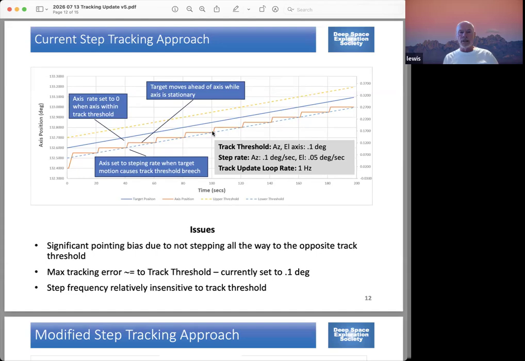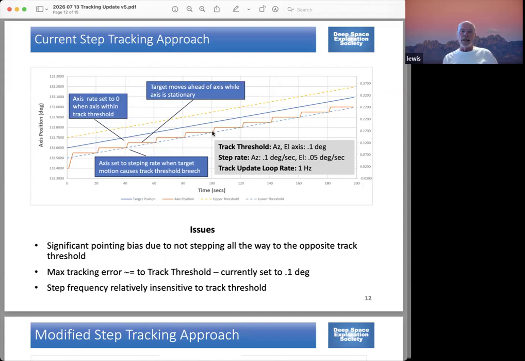The difference is for slower rates, the step will go higher up and get closer to the opposite threshold. And sometimes for lower rates it can get all the way to the opposite threshold, but it just results in a bias.